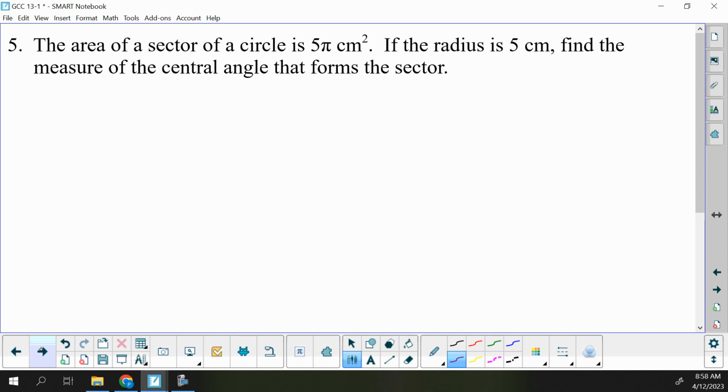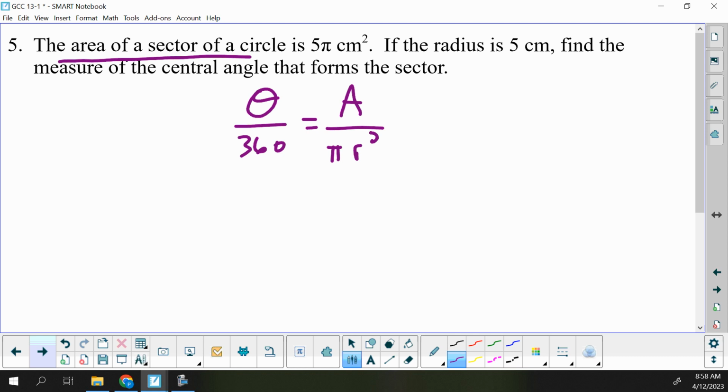All right, going down to the bottom, read our question, and we're hunting for, are they talking about arc length, or are they talking about area of the sector? Hopefully we recognize they're talking about area of a sector. So it's just like the last three, theta over 360 equals area of the sector over pi r squared. And notice we're finding the measure of the central angle. So exactly the same as what we were just been doing. So we'll keep letting the video run, but see if you can take 2 minutes to solve this.